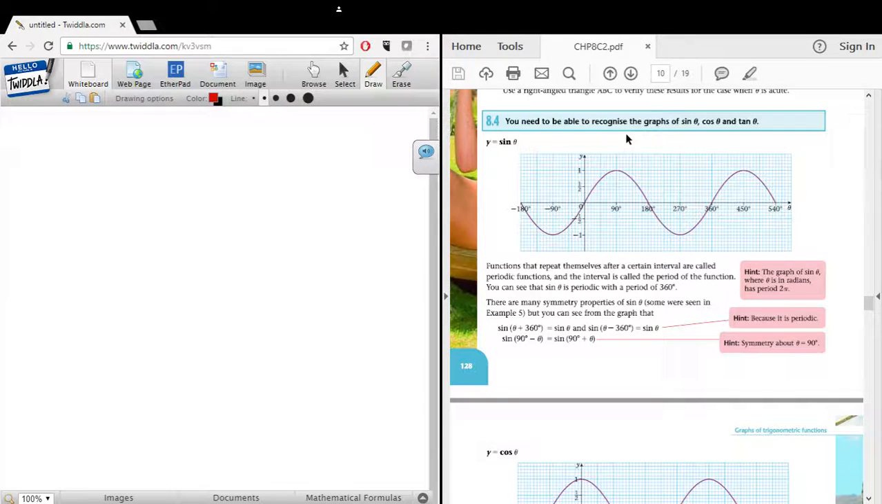So you need to be able to recognize the graphs of sine, cos and tan. This is particularly important because it's going to enable you to work a lot faster when you're able to observe a graph and then extract its properties.